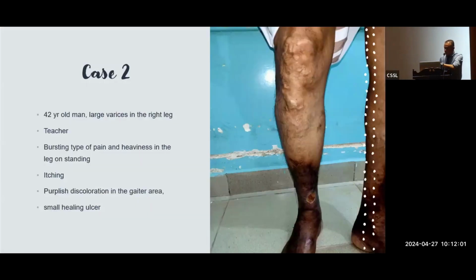Okay, case number 2, 42-year-old man, fairly active guy, large varices in the leg. He's a teacher. He's got bursting type of pain and heaviness in the leg on standing. He's got itching. He's got purplish, blackish discoloration in the bottom area of the right leg, left leg also to some extent. And he's got a small 2 by 2 centimeter ulcer, which is clean and healing. Resni, what will you do?